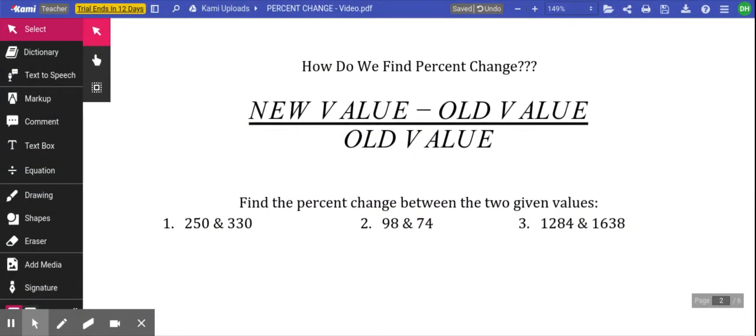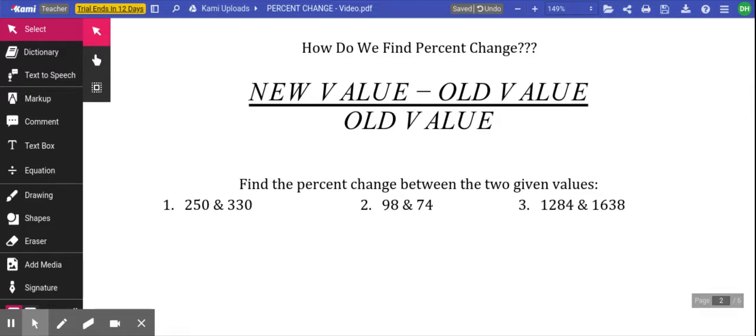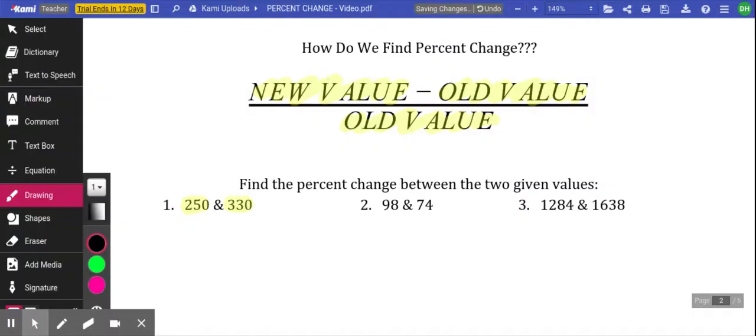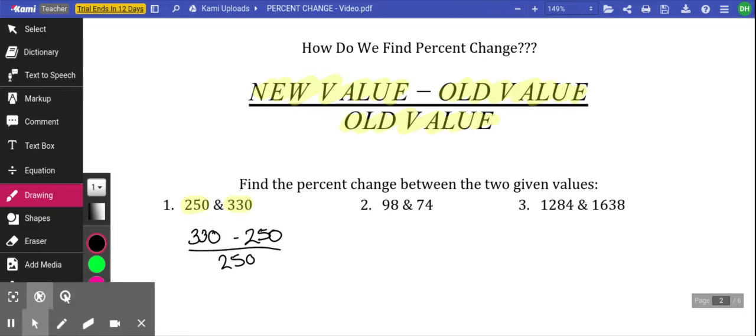So anyway, let's just focus on finding some percent change given some generic numbers here. So all we're doing is we're taking our new value, we're subtracting our old value, and then we're going to divide by that old value. So we'll get this little formula in our notebook. And let's say we started off with $250 and a year later it grew to $330. So we're going to take that $330, subtract the $250 and divide by $250, and let's see what we get. All right, that gives me 0.32 or a 32% increase.